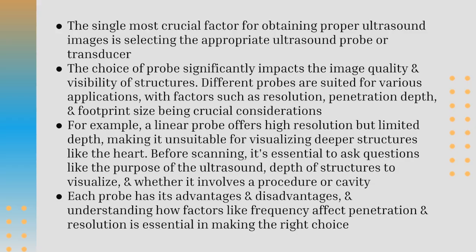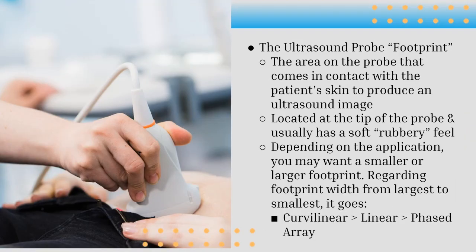Before scanning, it's essential to ask questions like the purpose of the ultrasound, depth of structures to visualize, and whether it involves a procedure or cavity. Each probe has its advantages and disadvantages, and understanding how factors like frequency affect penetration and resolution is essential in making the right choice. The ultrasound probe footprint is the area on the probe that comes in contact with the patient's skin to produce an ultrasound image. It's located at the tip of the probe and usually has a soft rubbery feel. Depending on the application, you may want a smaller or larger footprint.